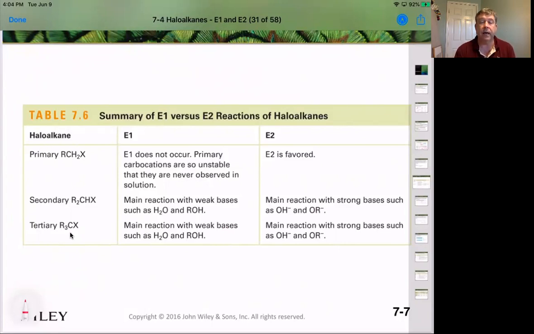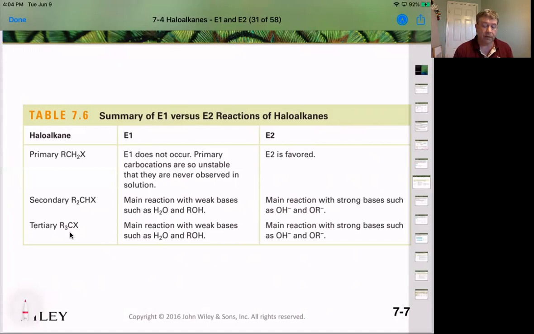When we have a secondary alkyl halide, remember it forms a moderately stable carbocation, which means it can go E1 or E2 based on the strength of the base. So for weak bases like water and alcohols, they are neutral Lewis bases. These can undergo E1 reactions. They're going to wait around for the carbocation to form before deprotonating the substrate. In the case of strong bases like hydroxide or the alkoxide, the salt of an alcohol, because we now have strong bases, we can now do the E2 reaction. We don't have to wait for the carbocation.